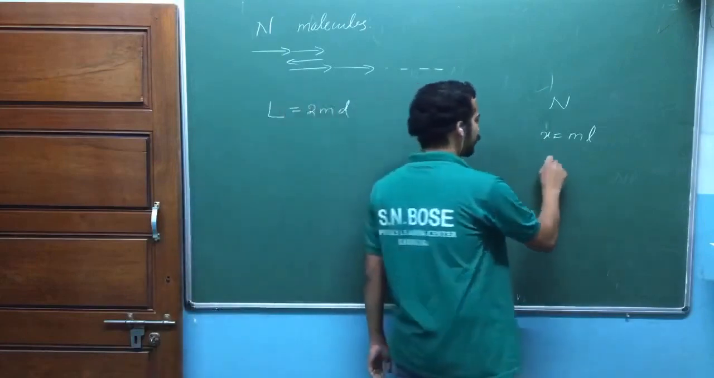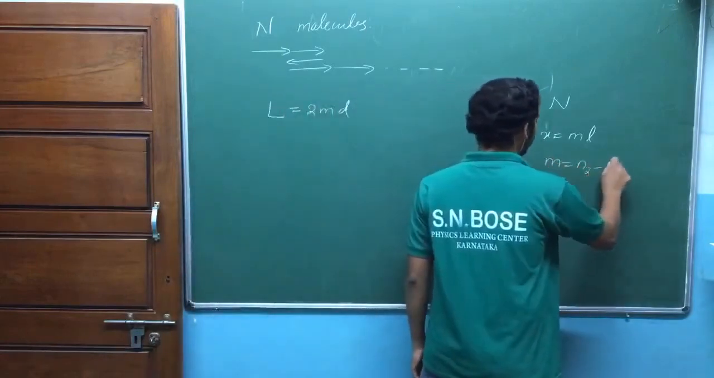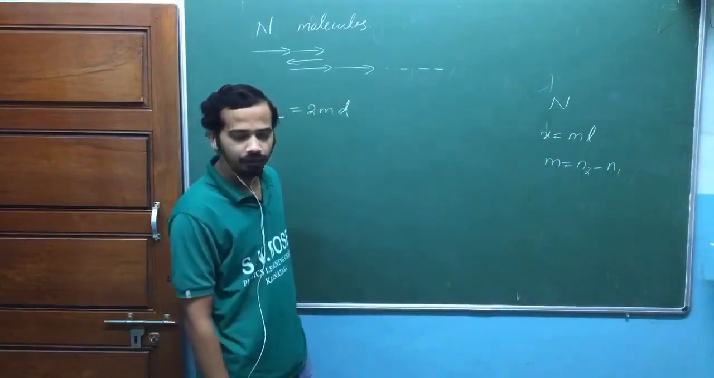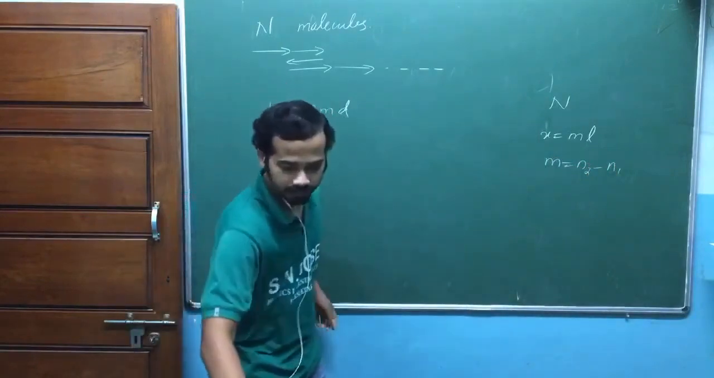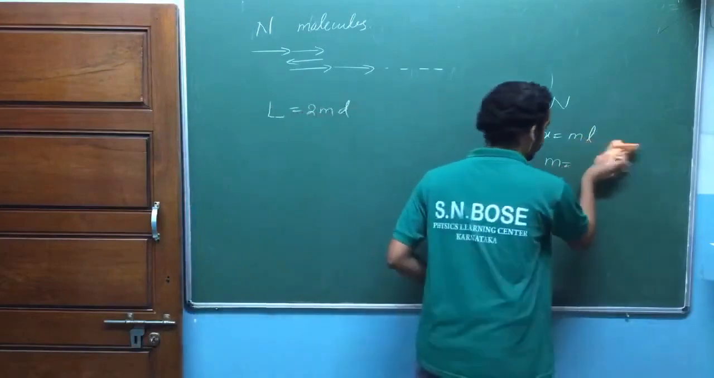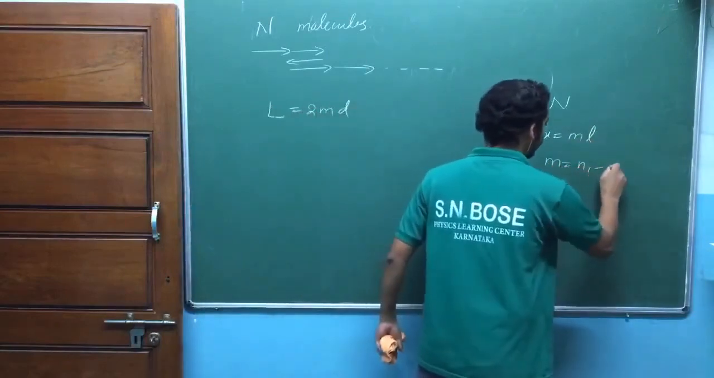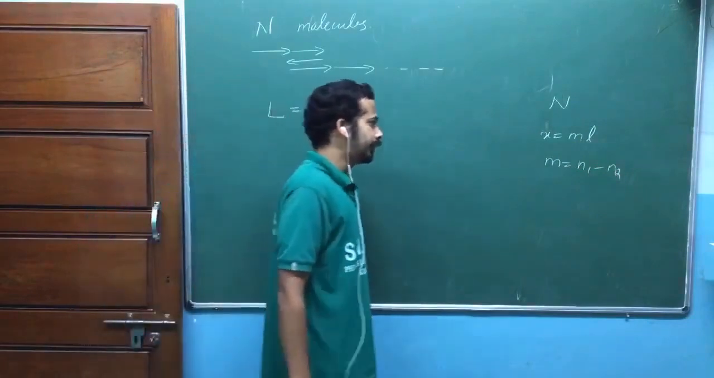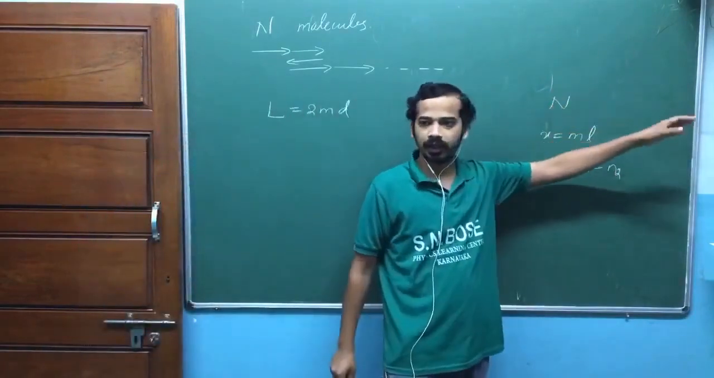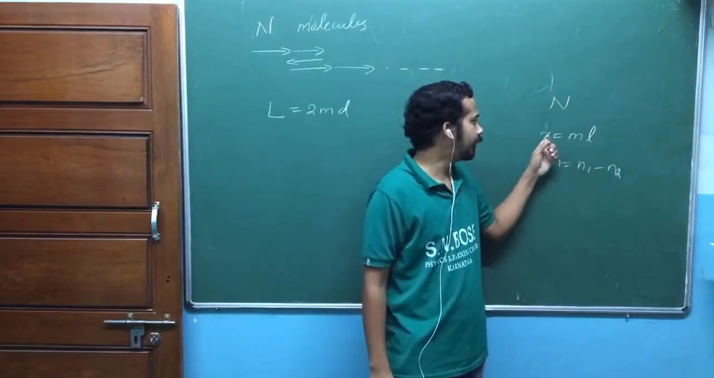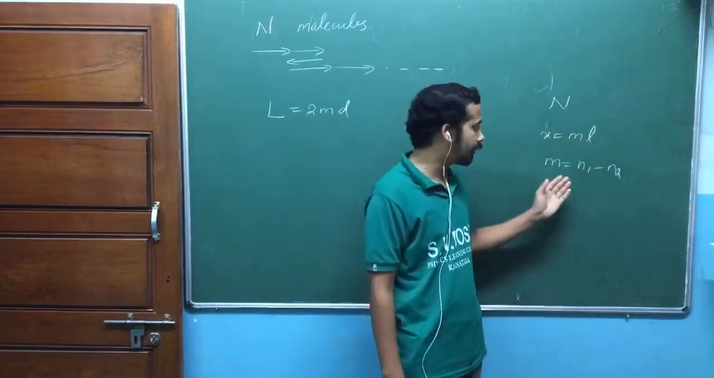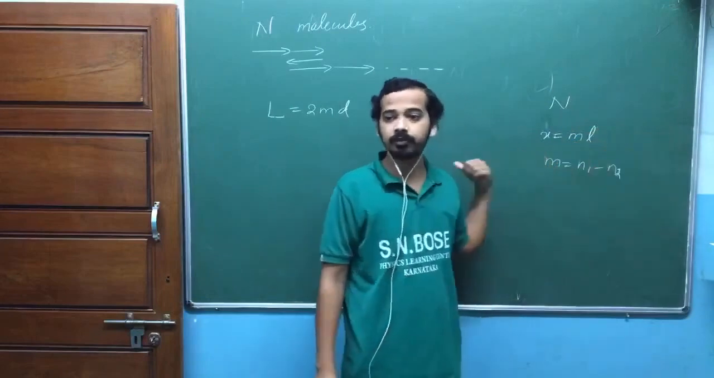So again, now look at m. M is equal to n1 minus n2. Am I right? How many possible ways, if there are n1 steps to the right and n2 steps to the left, will he be at x equal to m into L? Now, how many possible ways of taking n1 steps to the right, n2 steps to the left?